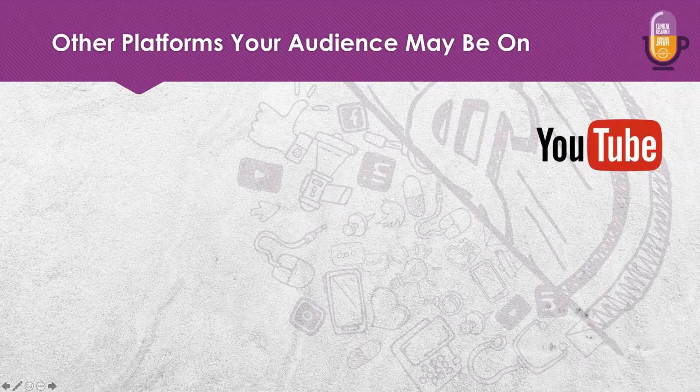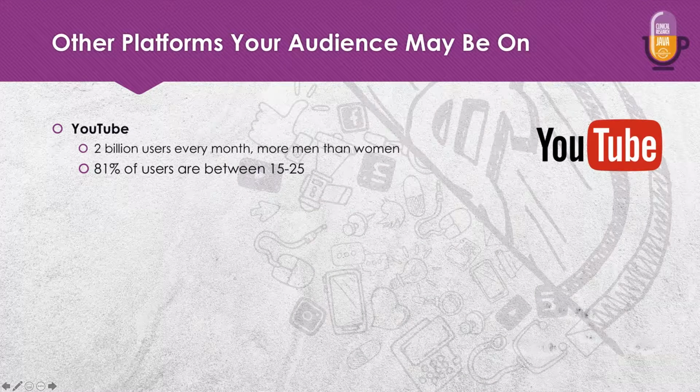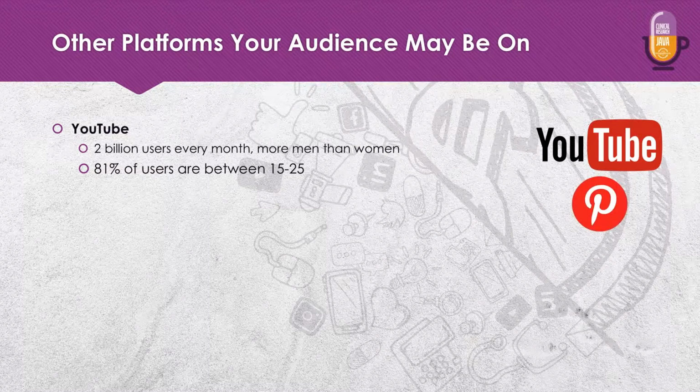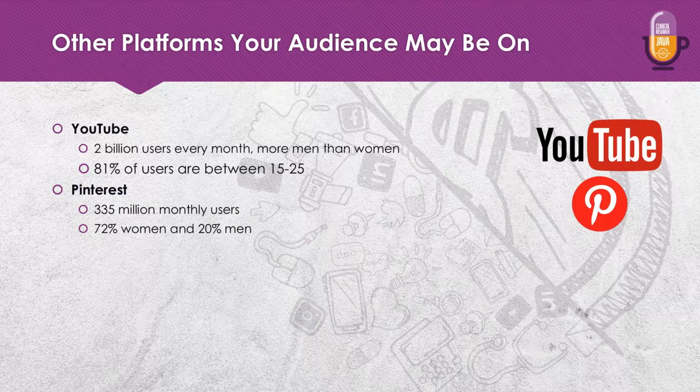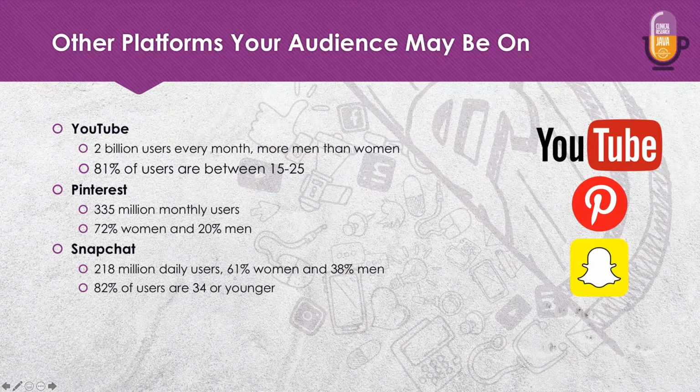Other platforms your audience may be on include YouTube, which has 2 billion users every month and is more heavily skewed towards men, and 81% of those users are 15 to 25. Pinterest, which has 335 million monthly users and is heavily skewed towards women, with 72% of women having a Pinterest. Snapchat, which has 218 million daily users, 61% women and 38% men, and 82% of those users are 34 or younger.